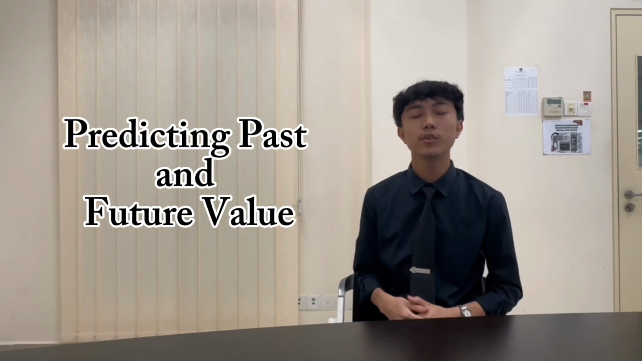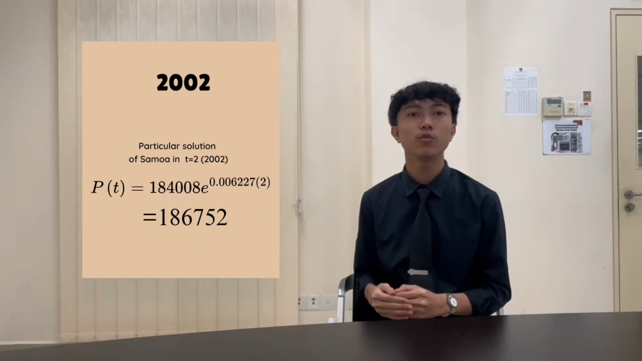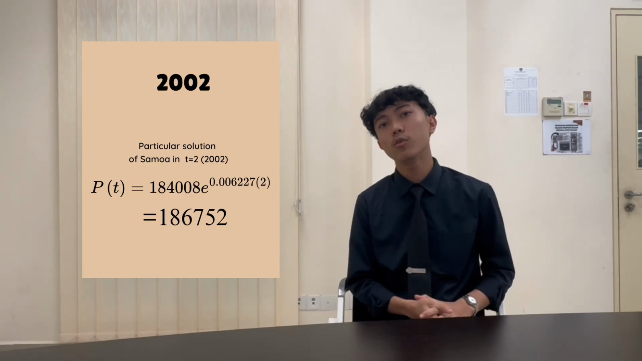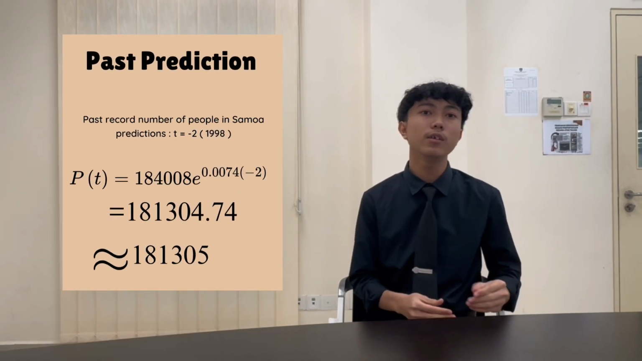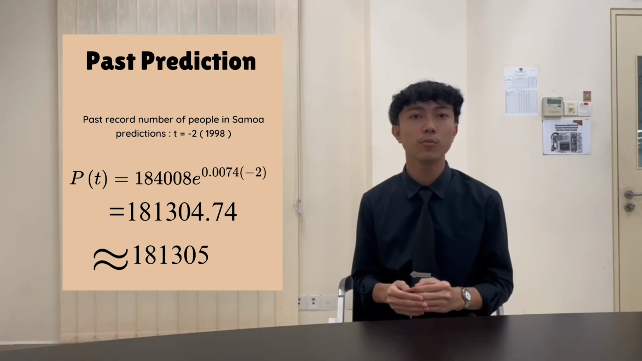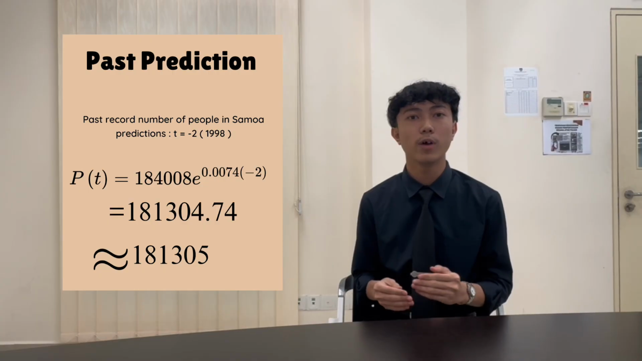How did we actually do this? We use the formula of the particular solution, which is P(t) equal to 184,008 times e to the power of 0.006227 times t. For the past value, we take the year of 1998 as a sample. So from that, the t value is -2. From that, we get the value of 181,304.74 and then round it off to get a value of 181,305.